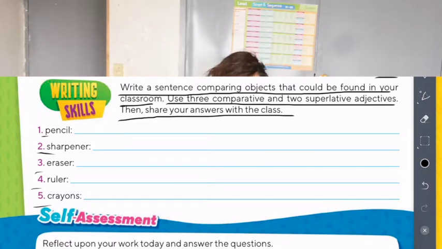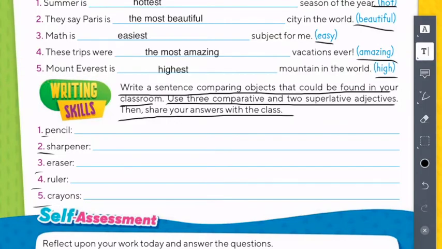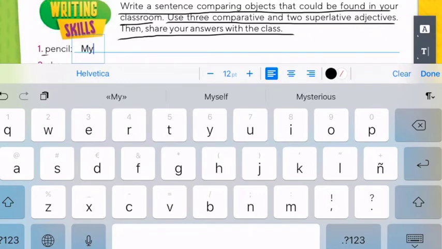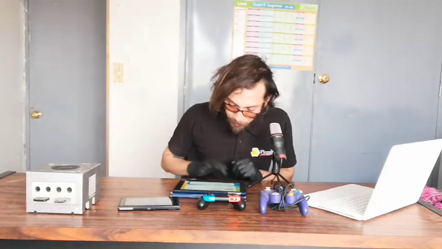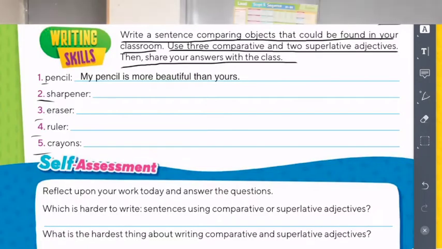Okay? For example, number 1, let's make a sentence, one of the comparative, okay? Using pencil. Let's begin by saying, my pencil is more beautiful than yours. All right, there, because I use beautiful, I need to add more, okay? Because beautiful is an adjective with more than 2 syllables. Okay, number 2, sharpener.